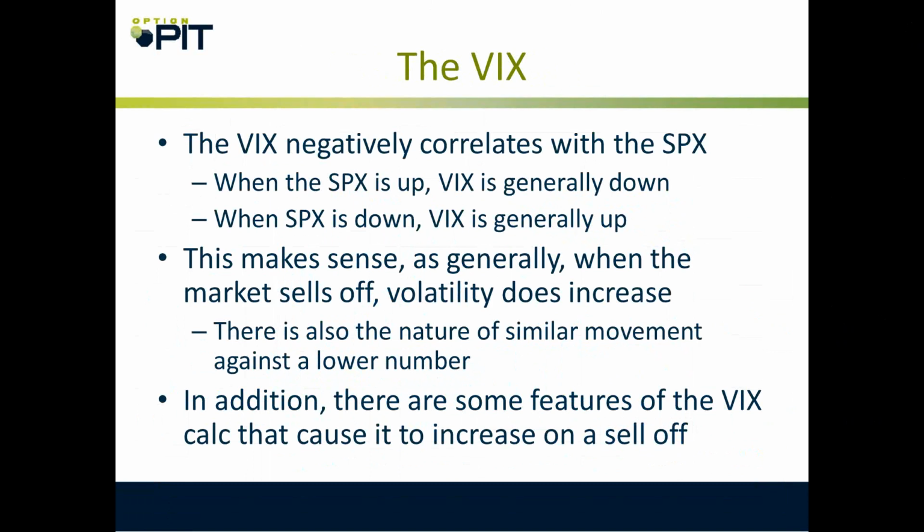There is also the nature of similar movement against a lower number. In addition, there are some features of the VIX calc that can cause it to increase in a sell-off. I don't want to get too deep into the VIX calculation, but just understand that when the SPX is up, 80% to 85% of the time, the VIX is down. And when the SPX is down, 90% of the time, VIX is up.